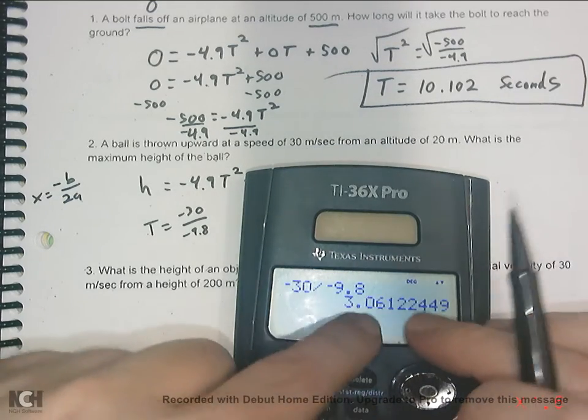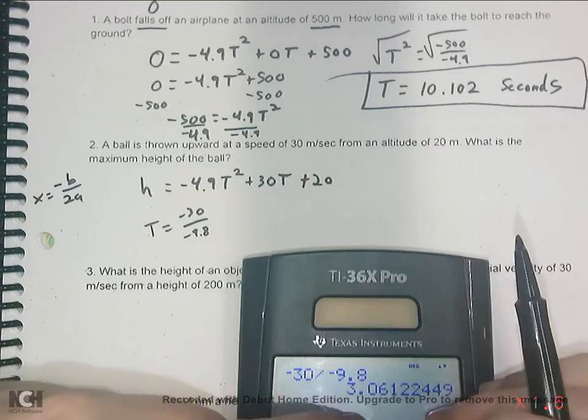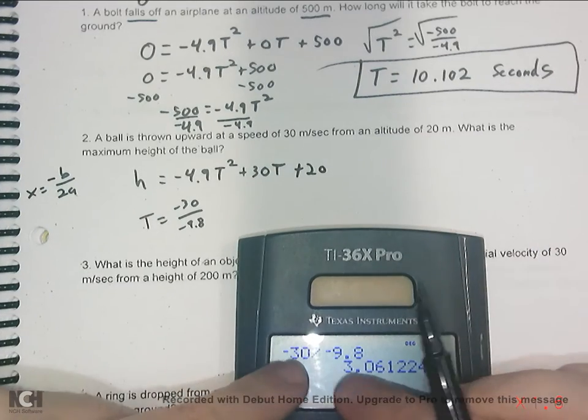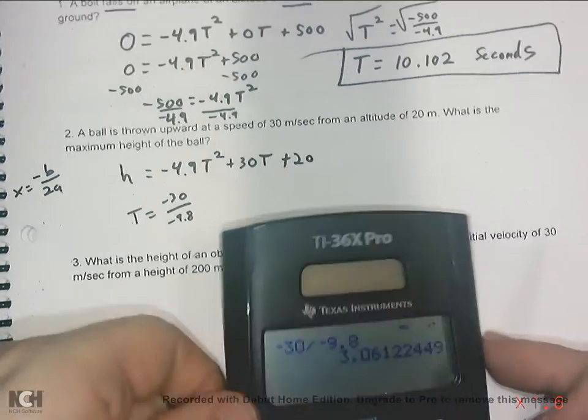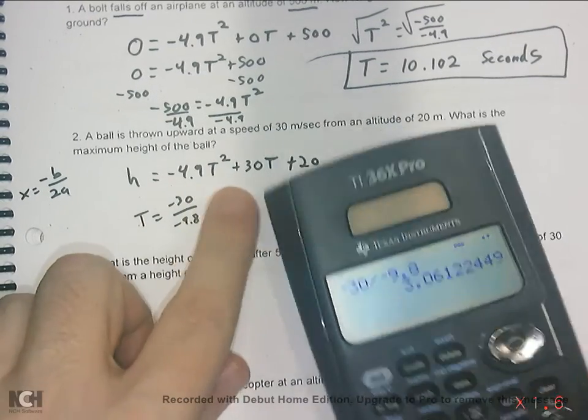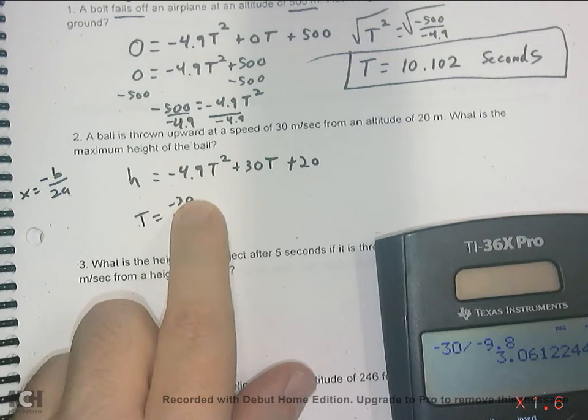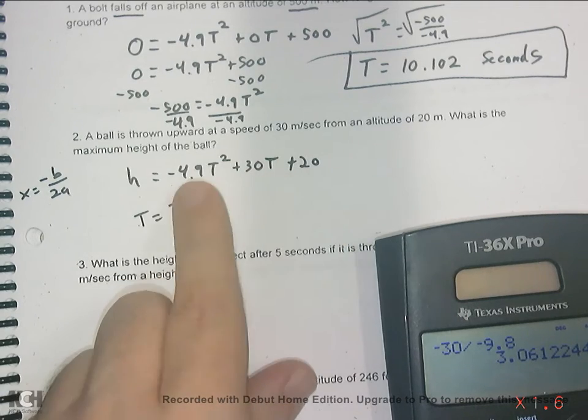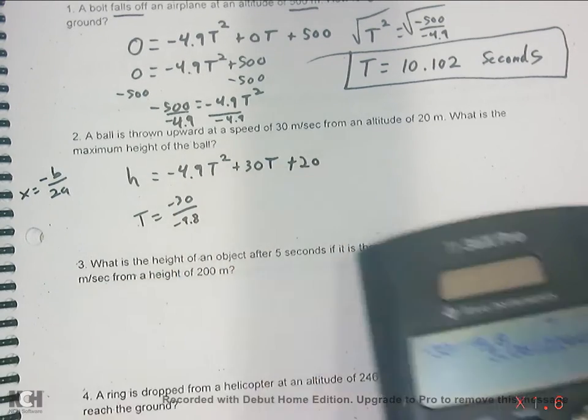I want to keep it as close to that as I can, so when I plug it back in, I can plug in 30 divided by 9.8 each time, or I can just plug in this answer each time as I plug it back in. It's going to take about 3 seconds for it to get to its maximum height, so I've got to plug in that for my t's here.